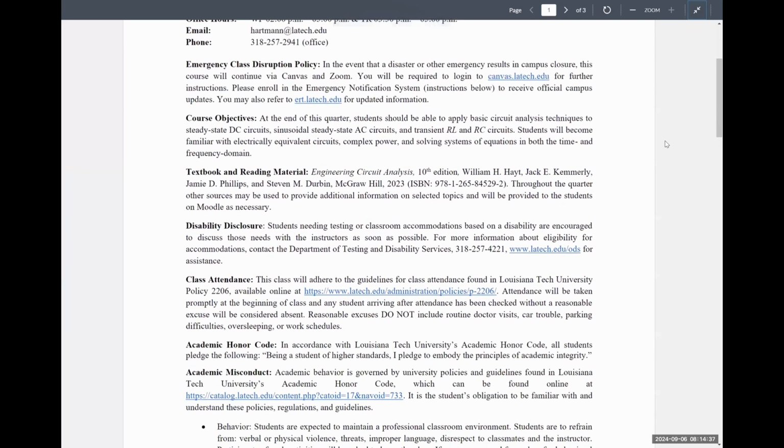Disability disclosure. If you need testing or classroom accommodations based on a disability, go ahead and send that information in through Testing and Disability Services. I have had students in the past say they wanted to take the first test to see whether or not they needed the extended time. Don't be a jackass. If you have the option to take the extended time, do so. Don't shoot yourself in the foot on the first test just to see whether or not you need it, okay? If you have a verified learning disability, you are entitled to that extended time.